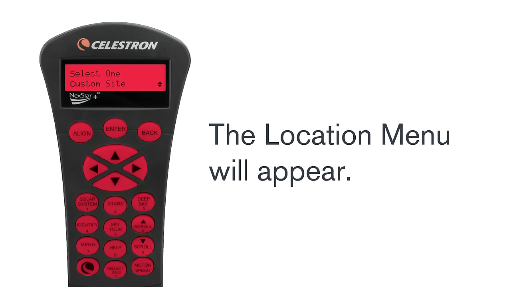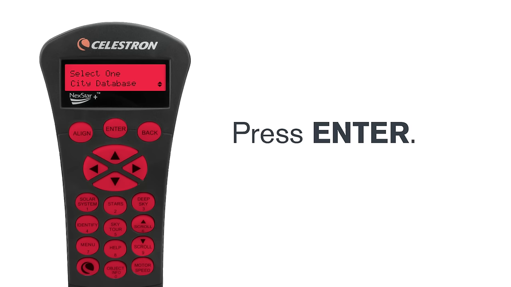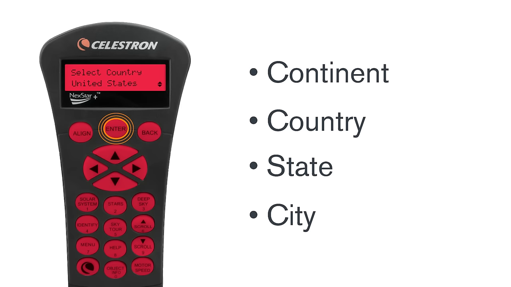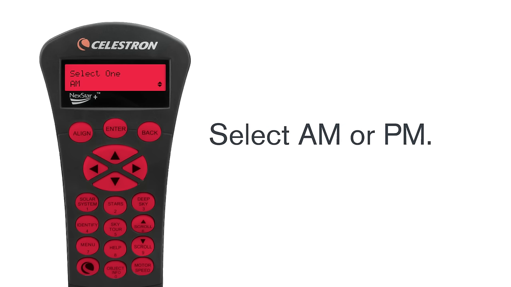The location menu will appear. Use the scroll buttons to find city database and press enter. Select your continent, country, state, and closest city from the list. Press enter after each selection. You will be prompted to enter the local time in hours, minutes, and seconds. Press enter. Next, select AM or PM. Press enter.